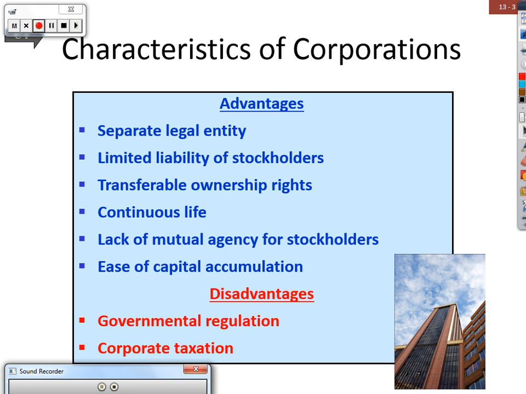Think about it, in a partnership, the only taxes that were paid were personal income taxes on the partner's income from the business, right? Their personal share of that income. For a corporation, they're going to pay state income taxes, right? They're going to pay federal income tax, and what else are they going to pay?